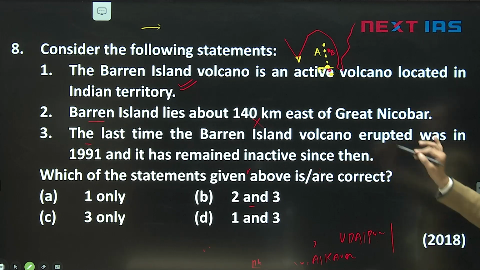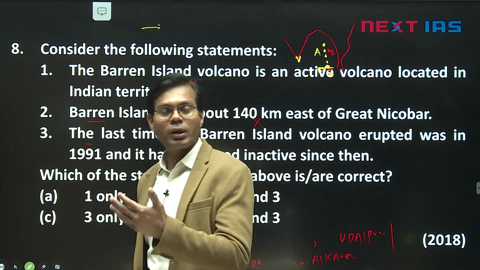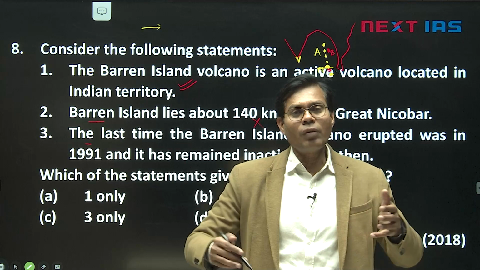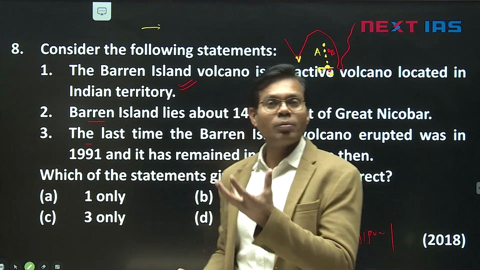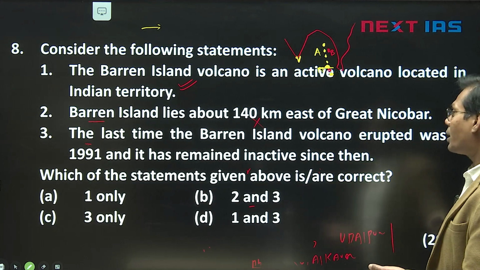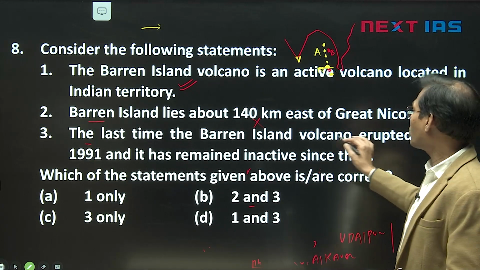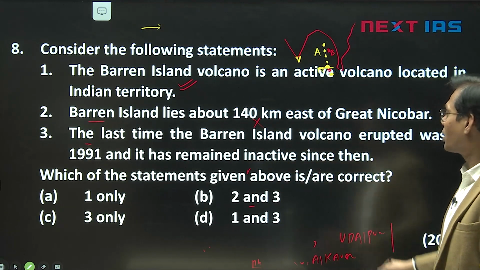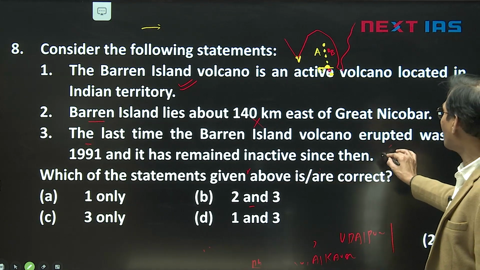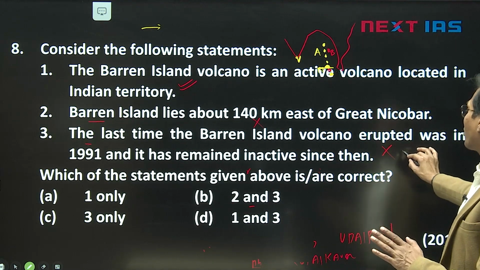And third, the statement that the last time the Barren Island volcano erupted was in 1991 and it has remained inactive since then. It is an active volcano, and if you read the newspaper, in 2017 it erupted, in 2022 it erupted, in 2023 ash was coming out. Somewhere or the other, eruptions keep happening. So the eruption happened in 2017, and they asked the question in 2018. That was in the news also. So it is not that 1991 was the last eruption. Afterwards, it has erupted from time to time. So this is also wrong.